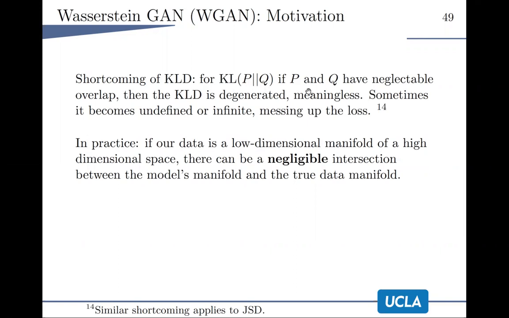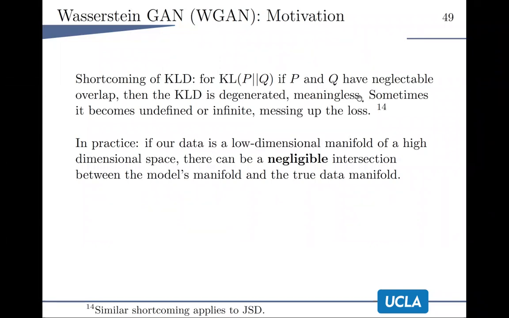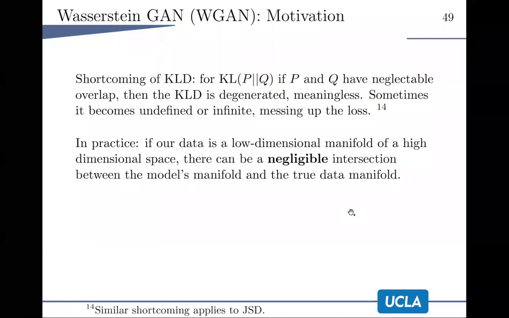In the KL divergence, if the P and Q have negligible overlap, which means that P and Q are too different, then it becomes meaningless to evaluate the KL divergence. But in practice, this is not a very rare case. Sometimes the P and Q can be really far away from each other, especially when our data is a low-dimensional manifold of a high-dimensional space. And this could happen all the time.